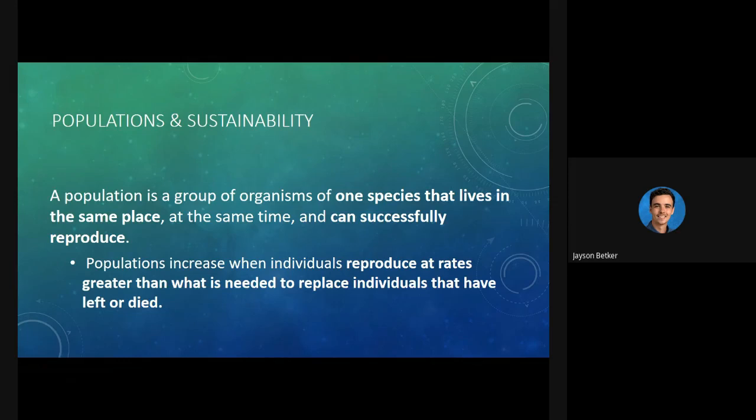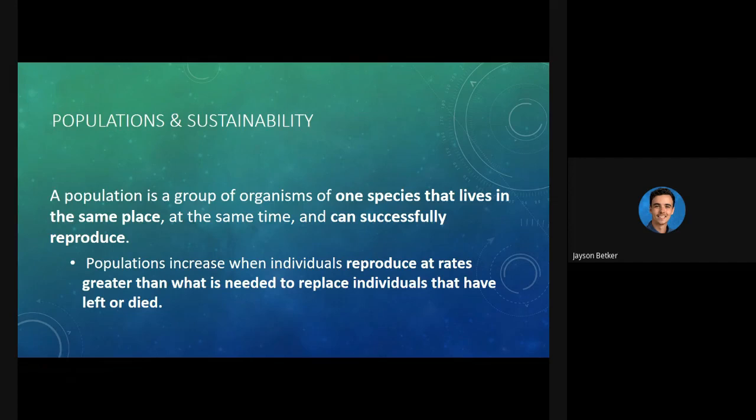Populations increase when individuals in the population reproduce at rates greater than what is needed to replace the individuals that have left or died. That makes sense, obviously. If we have more members of a population being born than we have dying off, obviously that population is going to continue to get bigger and bigger.